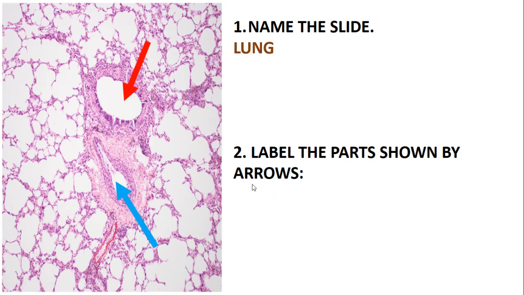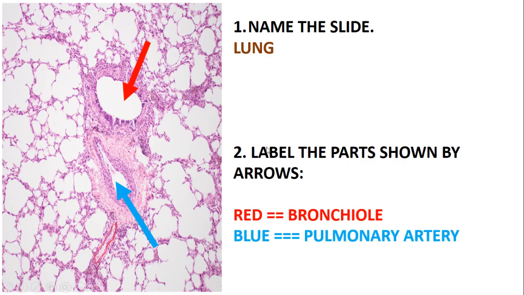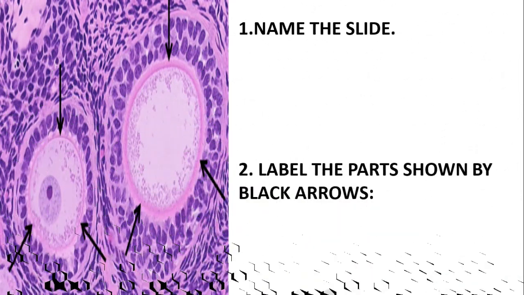Label the parts shown by the arrow. So the red arrow is showing the bronchiole, and then the blue arrow is showing the pulmonary artery. Okay, so we can move on.